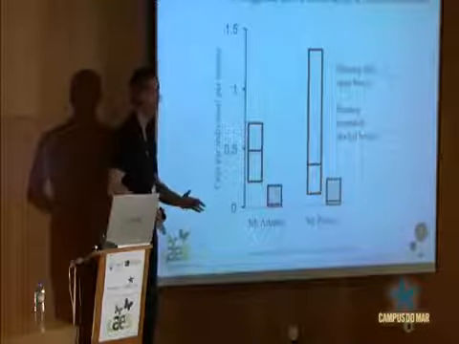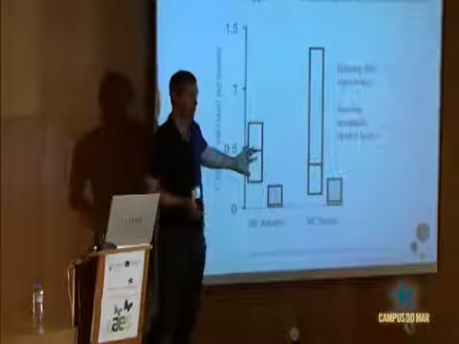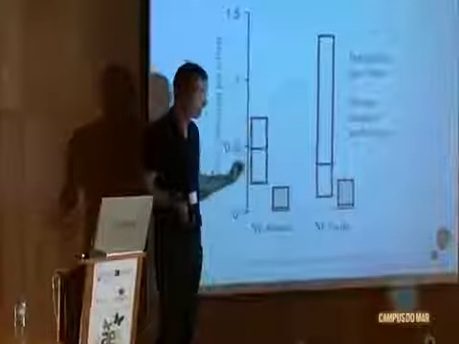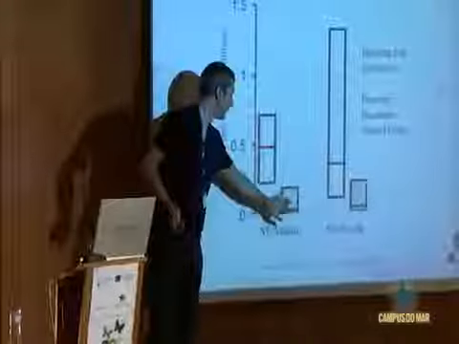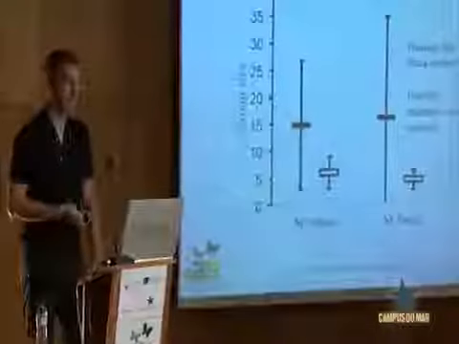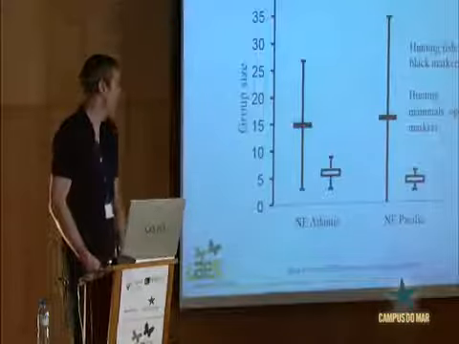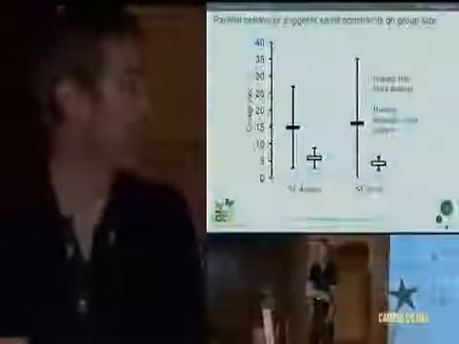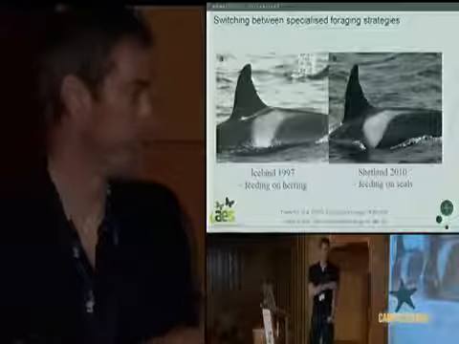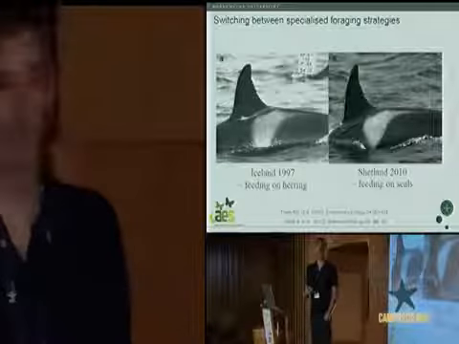Just very quickly, in the Northeast Atlantic, we've done field work with these animals, and they show parallel phenotypes to what we see in the Pacific when we're looking at the ecotypes. The fish eaters produce calls frequently when they're hunting fish, and the mammal eaters stay mostly silent. And also the same pattern with the group size. Fish eaters form an array of different group sizes, and mammal eaters usually travel in small groups. But unlike the Pacific, we see animals switching between these strategies.